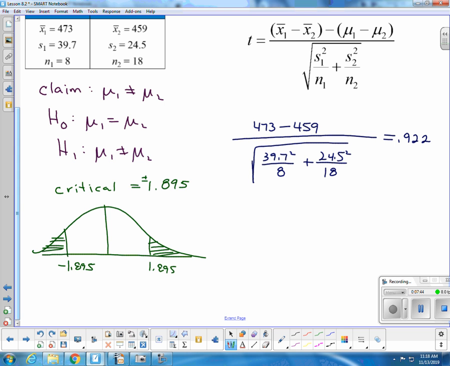Still working? Okay, 0.922 falls here. So, are we going to accept? Are we going to reject, or are we going to fail to reject? We are going to fail to reject, because this is in the good region, right? So, fail to reject the null.